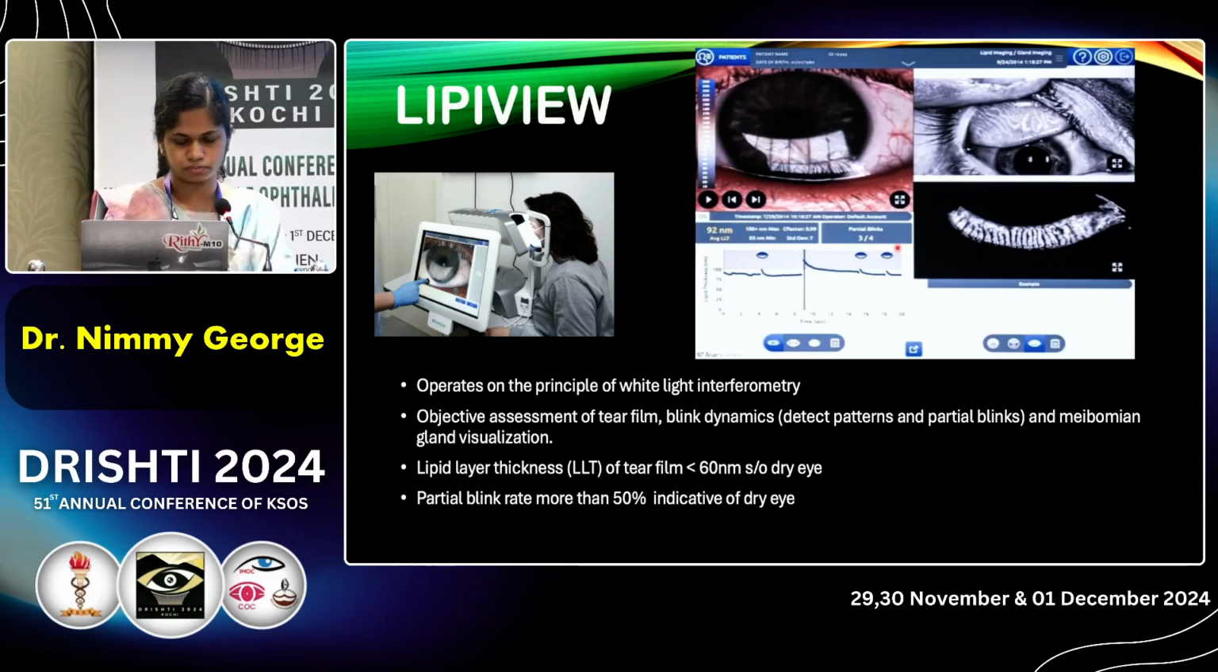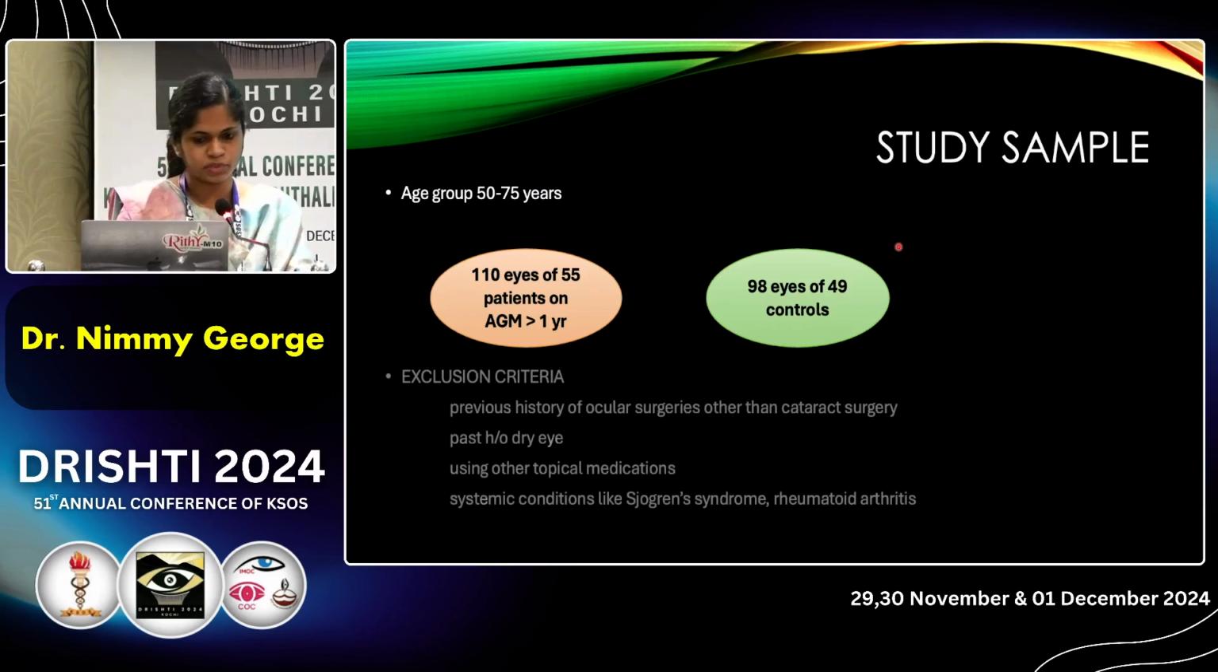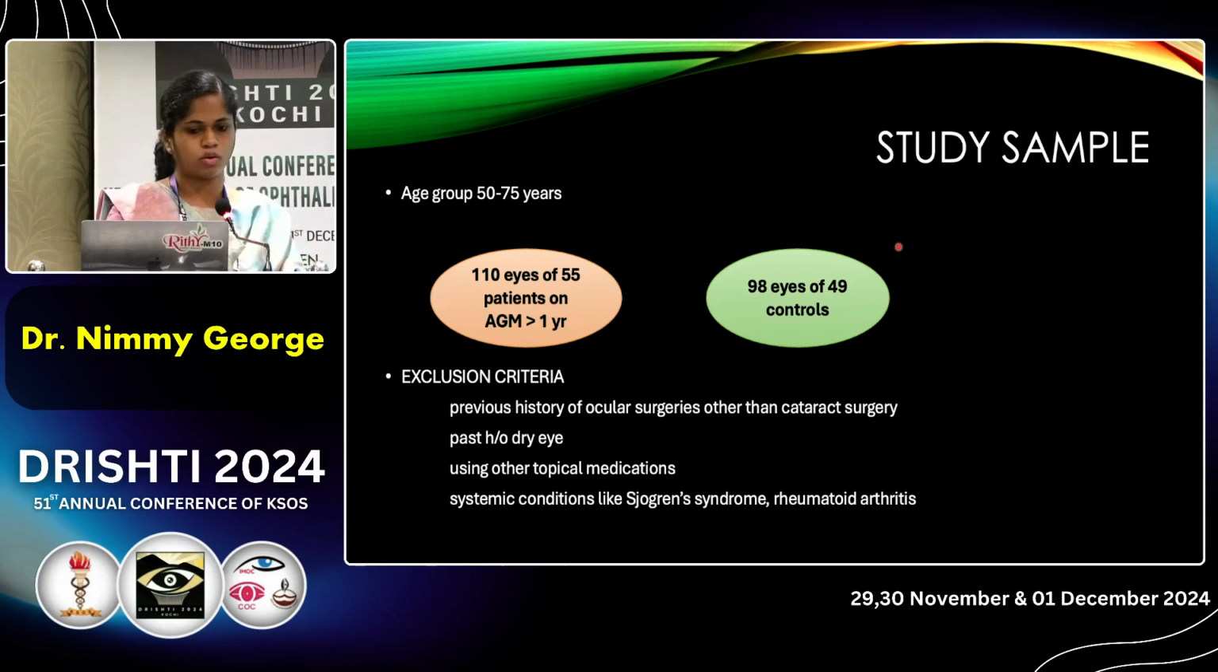Moving to my study proper, it was a cross-sectional study done over a period of 2 months in the age group of 50 to 75 years. I considered 110 eyes of 55 patients on AGM of any category for at least 1 year, and I compared it with 98 eyes of 49 controls. I excluded patients who had a previous history of ocular surgeries other than cataract surgery, those with a past history of dry eye, those who were using other topical medications, and those with a history of systemic conditions like Sjogren's syndrome or rheumatoid arthritis, which can predispose to dry eye.